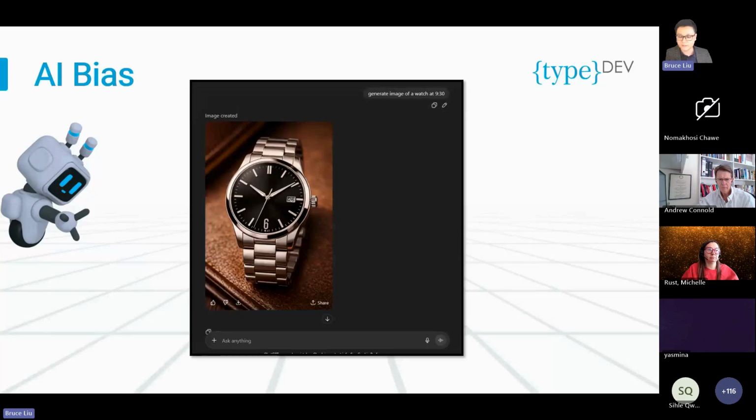This was me this morning, where I asked ChatGPT to generate an image of 9:30. So for those that know marketing, all the images of watches will be at 10 o'clock, because that is the prettiest looking time, and that is the highest selling time to be displayed on a watch. So a very large amount of the data set is trained on watches at 10 o'clock. So if you ask it for a specific time, it's not going to know what that is.